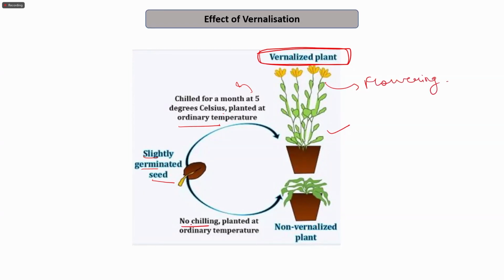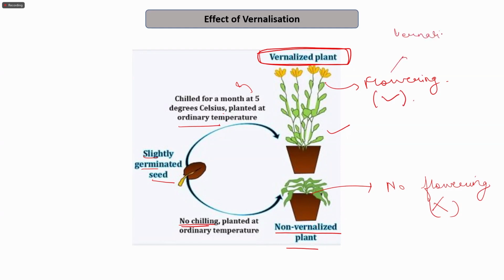But if no chilling has been done and we plant it at ordinary temperature, then the plant is non-vernalized and there will be no flowering. So flowering will not happen, while in this case the flowering will happen because of the vernalization. Right? So this is important. This is the effect of vernalization, where certain plants that require a certain period of lower temperatures, if not exposed to that lower temperature, will not flower.